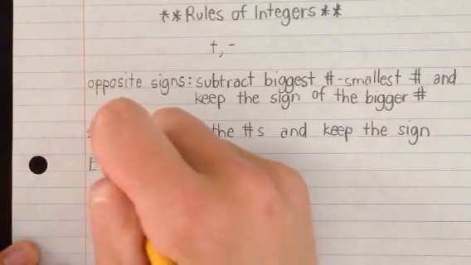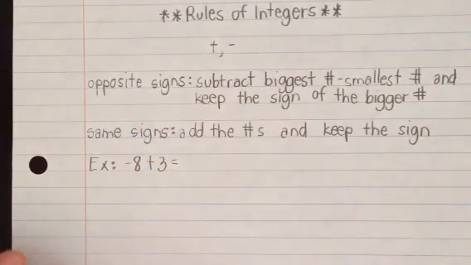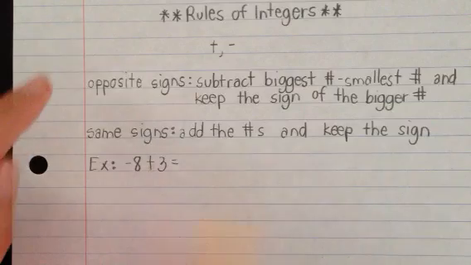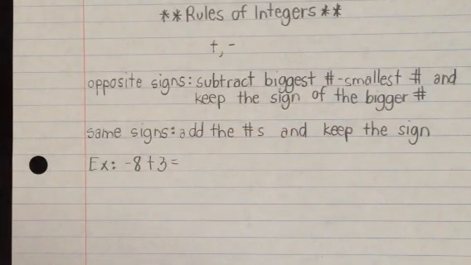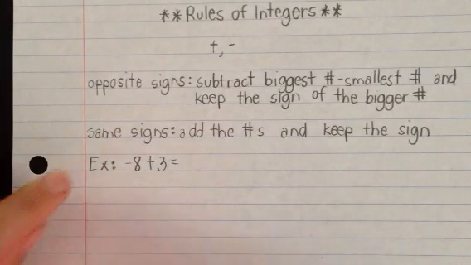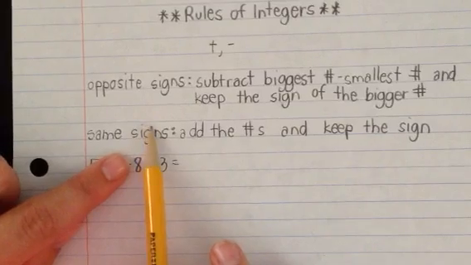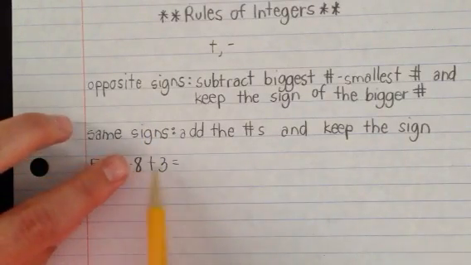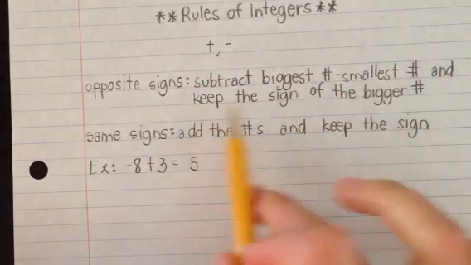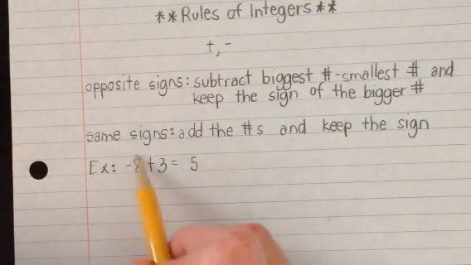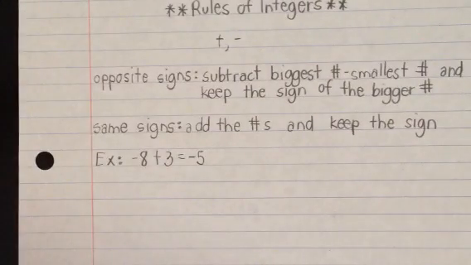So first example, -8 plus 3. So which category does that fall under? We've got a negative and a positive, so that means opposite signs. So we're going to subtract the biggest number minus the smallest number. And that means you're not looking at the sign. So I'm just looking at 8 and 3. Which of those is bigger? Well, 8 is bigger, so I'm going to do 8 minus 3. 8 minus 3 is 5. And then keep the sign of the bigger number. The bigger number is 8. And the sign that goes with it is negative, so my answer is going to be -5.